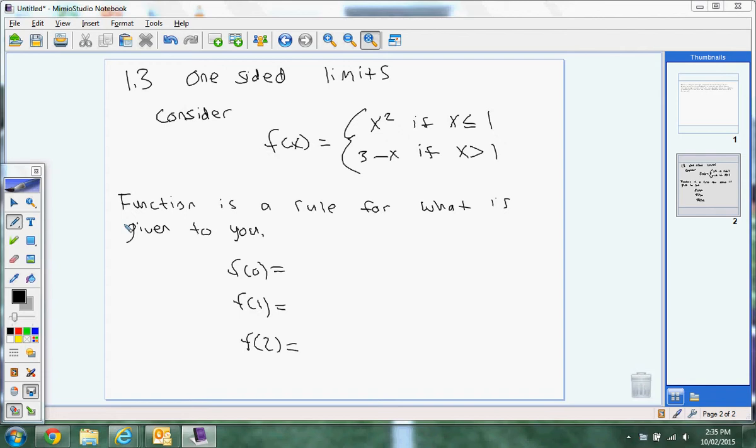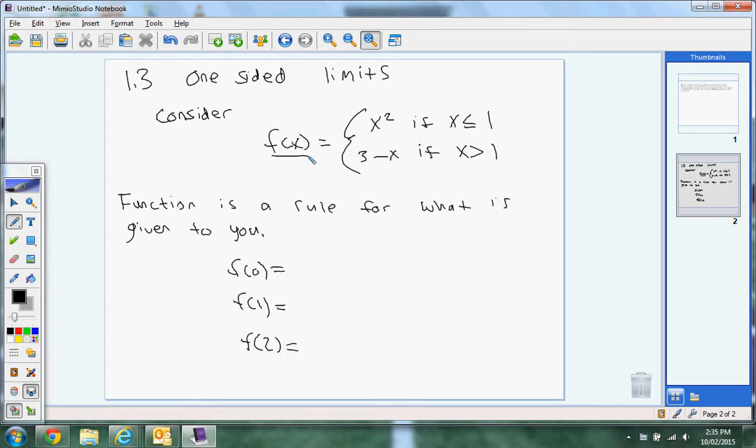Okay, so piecewise functions can be continuous or they can be obviously discontinuous. Okay, so if I look at this, say a function is a rule for what is given to you. So what I mean by that is, if I say f of x is this, that's the rules you are given. You have to abide by these rules. Okay, what rules am I talking about? If I give a number less than or equal to 1, I have to use x squared.